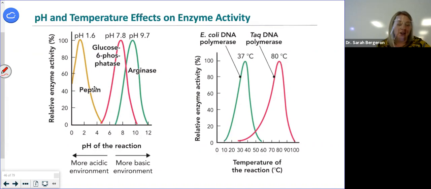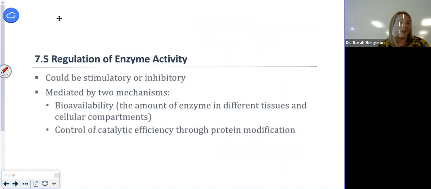All right. Now we're going to talk a little bit more about regulation of enzyme activity. You know that things can bind to proteins and regulate their activity. Well, enzymes are proteins, right? So things can bind to enzymes and regulate their activity in either a stimulatory way or an inhibitory way. There are two mechanisms by which we can regulate enzyme activity, and we talked about this before. We said bioavailability. And how do we control bioavailability?